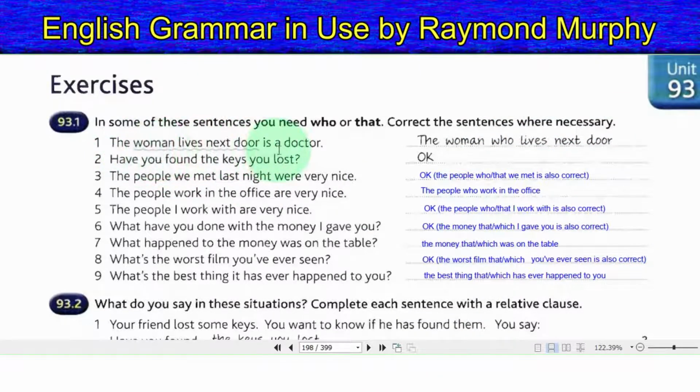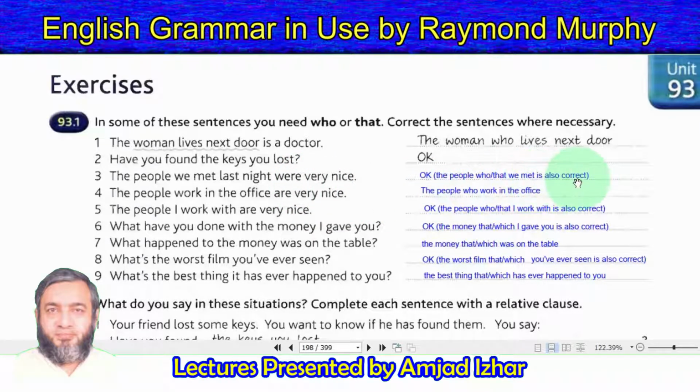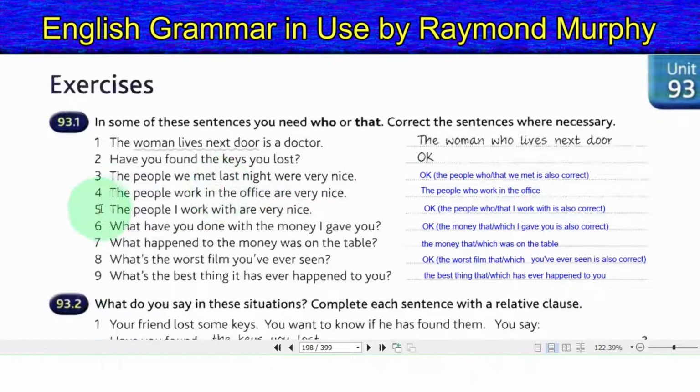The woman lives next door is a doctor. The woman who lives next door. Have you found the keys you lost? Okay. The people we met last night were very nice. Okay, the people who we met is also correct. The people working in the office are very nice. The people who work in the office. The people I work with are very nice. Okay, the people who I work with is also correct.